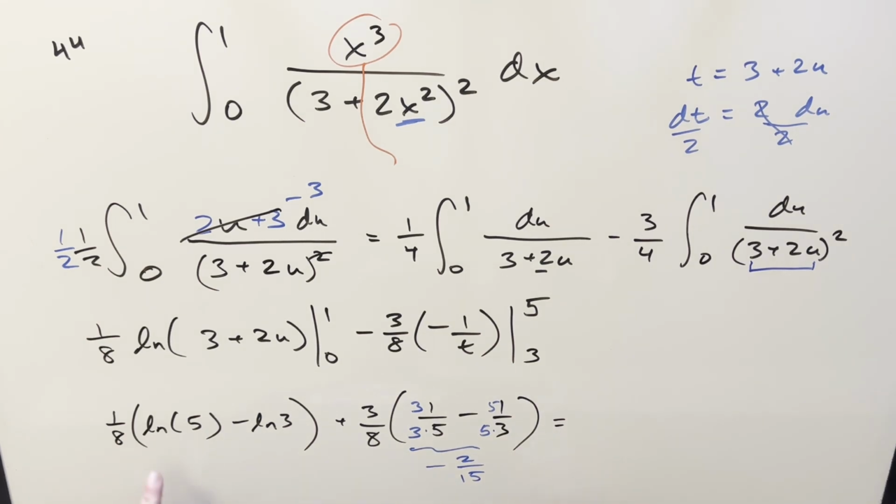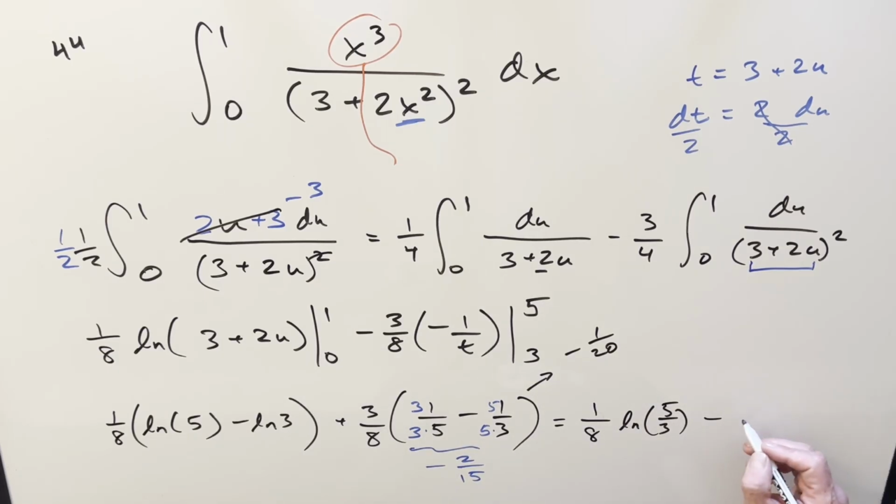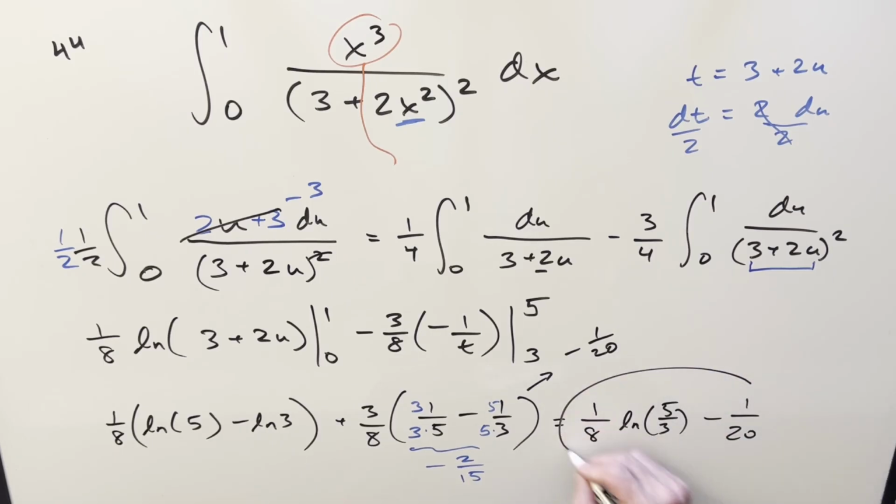Putting it all together, first log properties here, we have 1/8 natural log of 5 over 3. For 3/8 times 2/15, what you're going to get is minus 1 over 20, just multiplying it out and canceling. So for my final solution, we just get 1/8 ln(5/3) minus 1/20, and that's it.